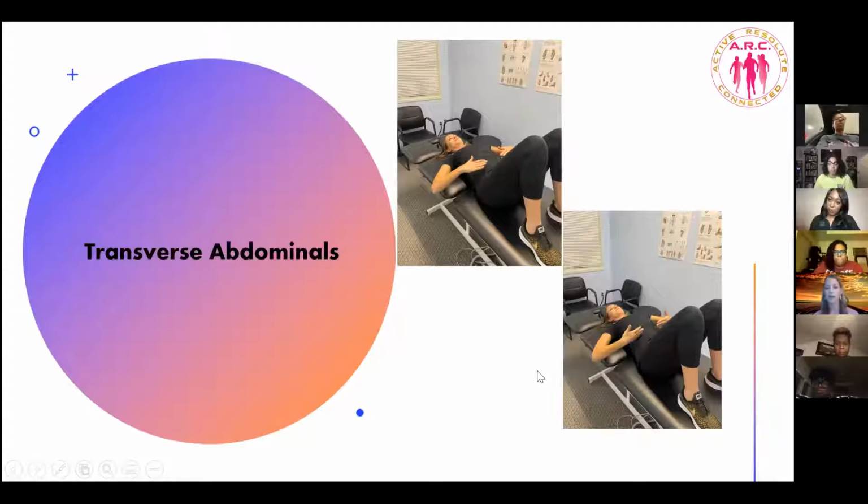Okay, so this is what I was talking about with the corset, the internal corset. This picture here is showing how we draw our stomach in and up to contract our transverse abdominal muscles. I'm showing you in the bottom picture how you're scooping in and up and holding your stomach tight. It's not a contraction down, but rather lifting your stomach in and up.